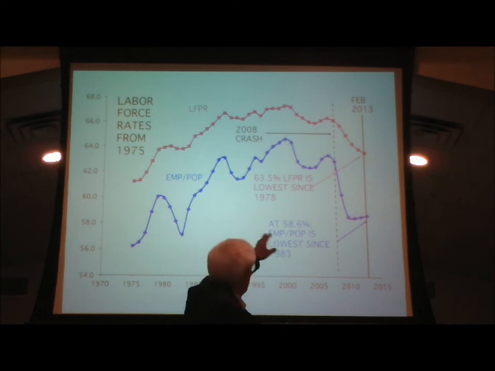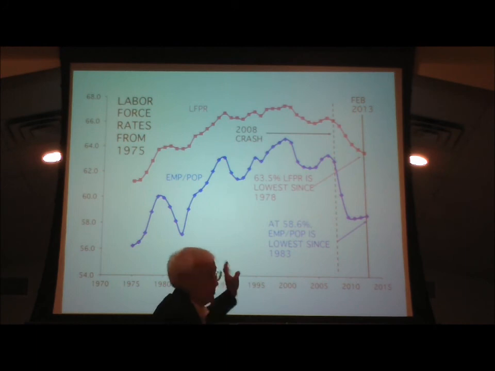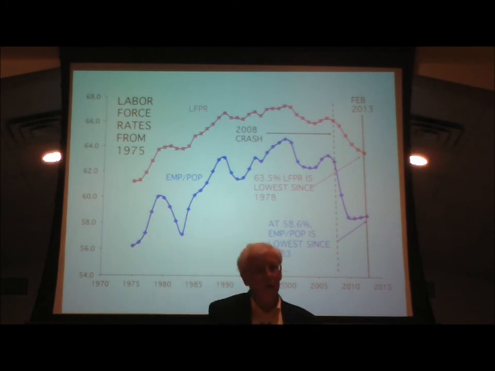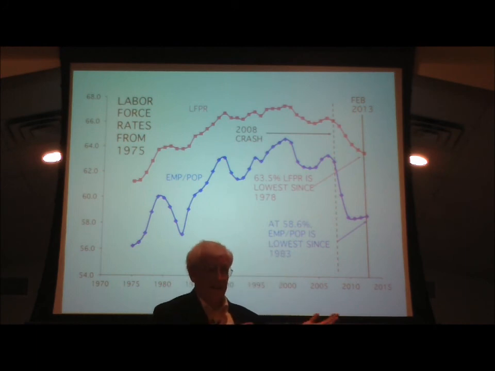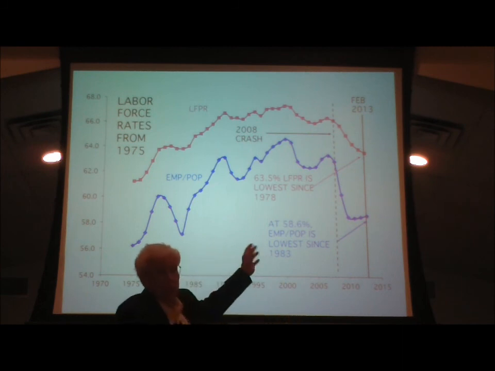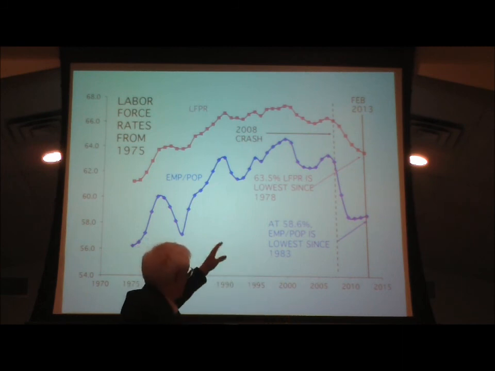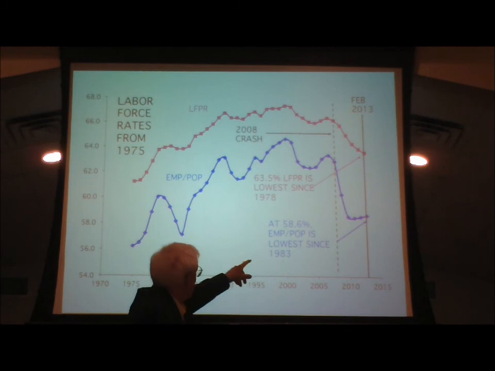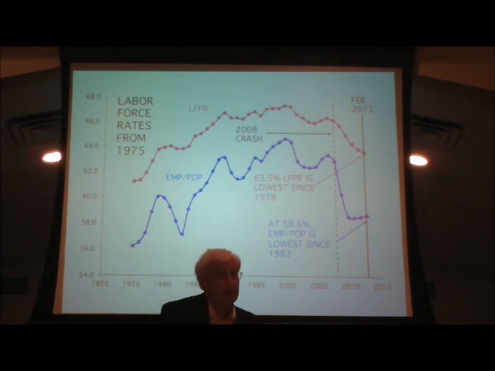A little bit below that is the blue line, which is the employment to population ratio. What percent of our adults who are not institutionally confined are actually engaged in the labor force, are actually working? I mean, not unemployed, but actually working. This is lower, of course, because you're eliminating the unemployed. But you can see that at the present time, the employment to population ratio is 58.6%. That's the lowest it's been since 1983.